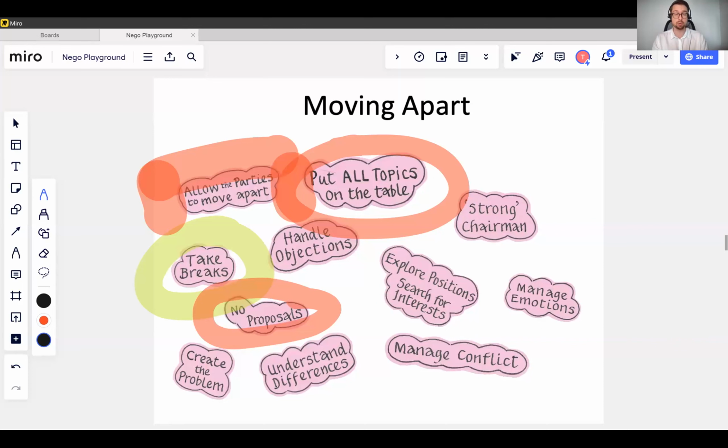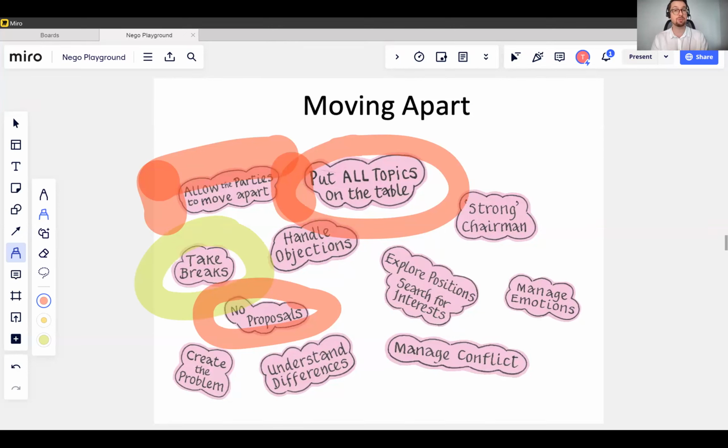Just quickly on the no proposals, why don't you make proposals at this stage? Well, the reason is simple. How can you make a proposal when you don't yet know what they really need? If you make a proposal here, you're forcing them to do one of two things. Either you're forcing them to say no, which is not good, it's negative, or they will say yes. And if anything, them saying yes is even worse. Why? Because you've almost certainly given away more than you needed to.